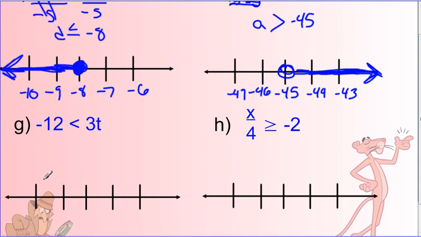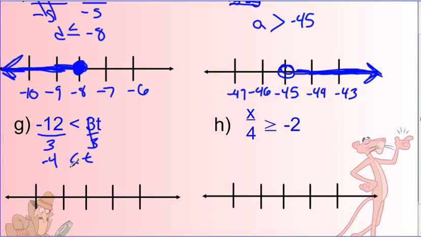Letter G, we are going to divide both sides by 3. We're dividing both sides by a positive 3, so the sign of the inequality does not change here. I don't care that this other number is -12. The number I'm doing on both sides is a positive 3.